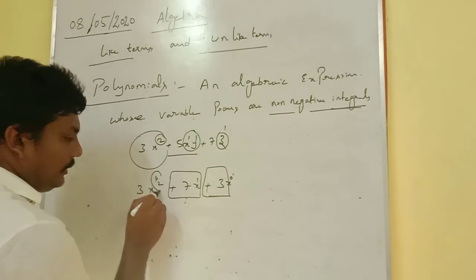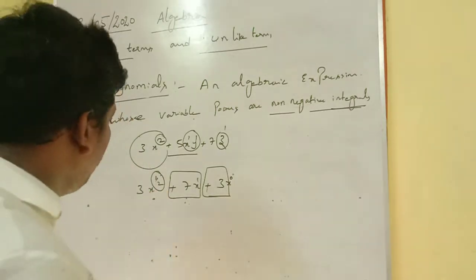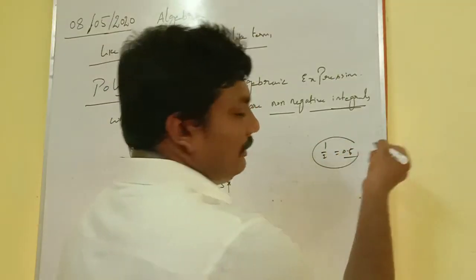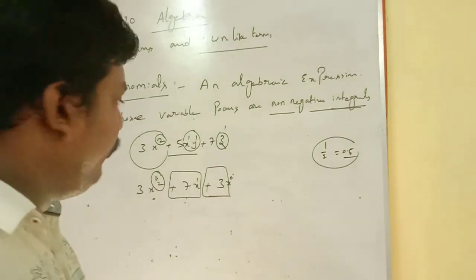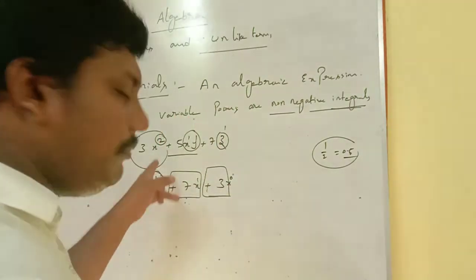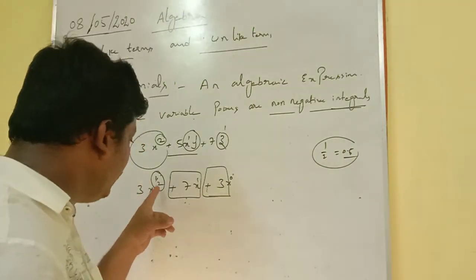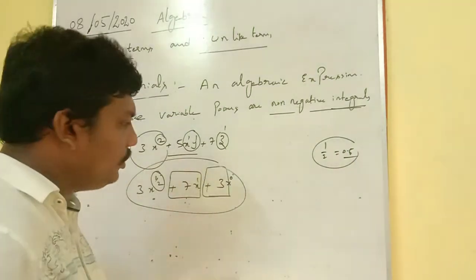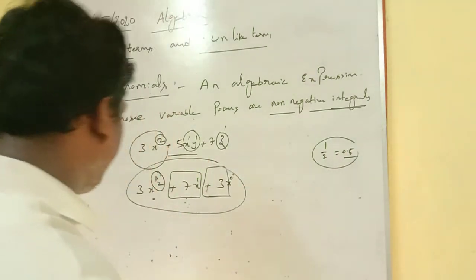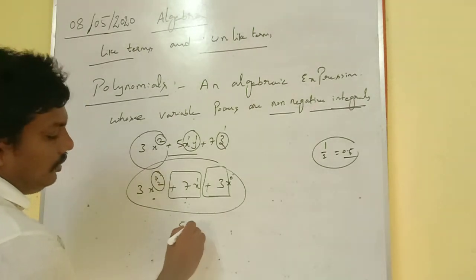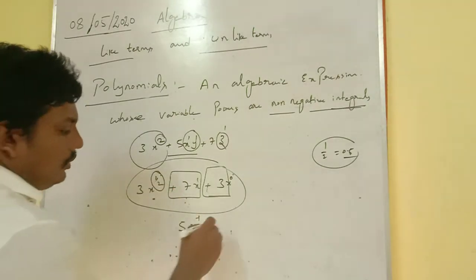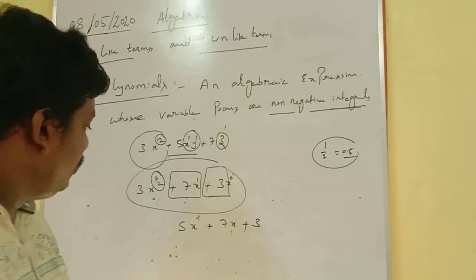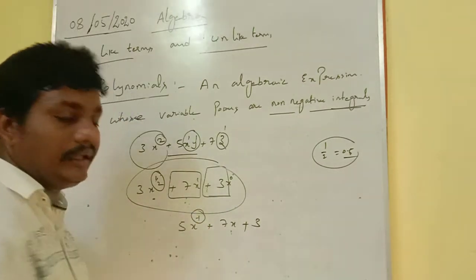Coming to this term, the power is non-negative, but it is not an integer. 1/2 is equal to 0.5. This is a decimal, not an integer. Whenever we see a variable power that is a non-integer value, we can decide that it is not a polynomial; it is simply an algebraic expression. One more example: 5x^(-1) + 7x + 3. This is also not a polynomial because it has a negative power.